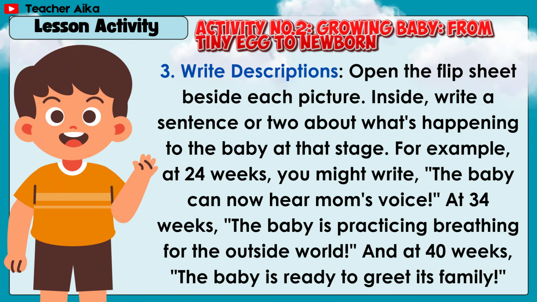Number 3, write descriptions. Open the flip sheet beside each picture. Inside, write a sentence or two about what's happening to the baby at that stage. For example, at 24 weeks, you might write, "The baby can now hear mom's voice." At 34 weeks, the baby is practicing breathing for the outside world. And at 40 weeks, the baby is ready to greet its family.